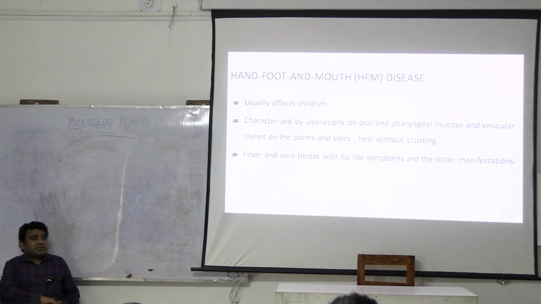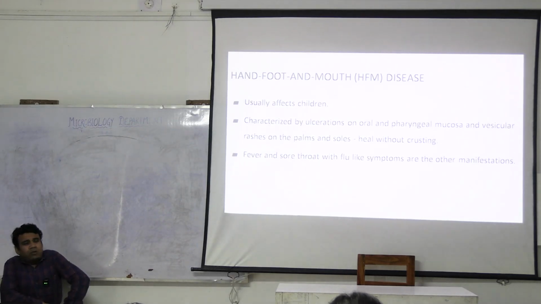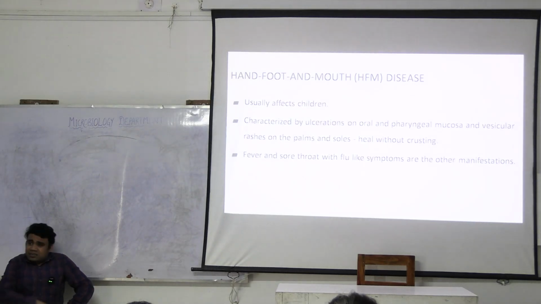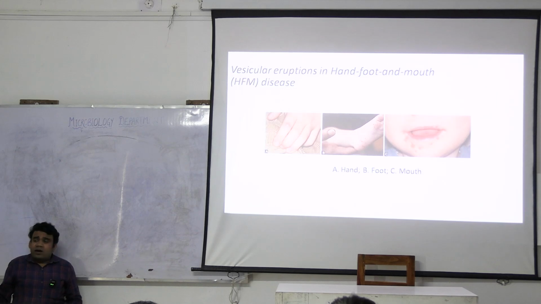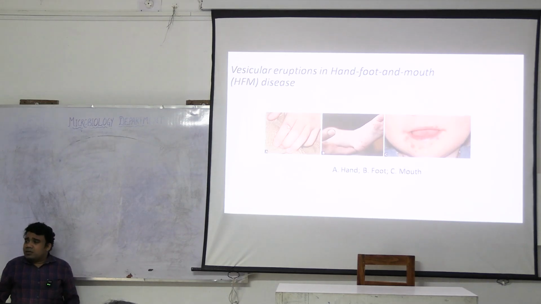Coming to the last part of the virus, something called hand, foot and mouth disease. As the name suggests, the lesions will be seen in hand, foot and mouth. Very simple. This is usually characterized by ulceration of oral or pharyngeal mucosa and on the palmar and plantar area, along with fever and sore throat. Here you can see these are the eruptive ulcerative lesions on the fingers, on the soles and in the perioral region. Hence it is called hand, foot and mouth disease.